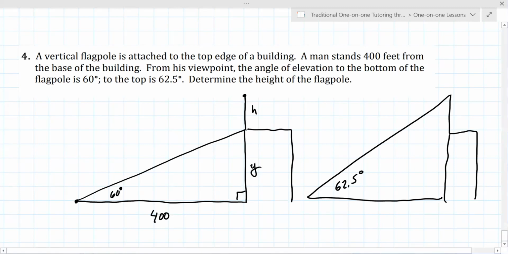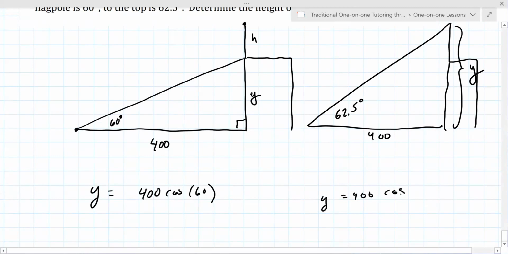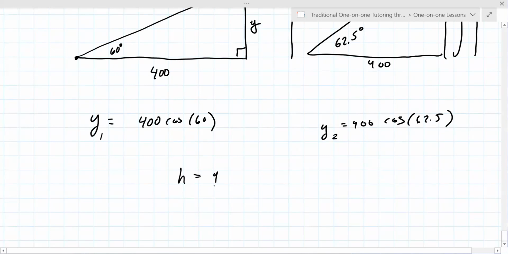Like you want this y value. So the y value is 400 cosine 60 there. This whole y value on the right here, going all the way up, is 400 cosine 62.5. And so the height of the flagpole is the difference in the two y's. So we'll call this maybe y1 and y2. The height is y2 minus y1. Okay, that's pretty simple. But not law of sines, not law of cosines, interestingly.